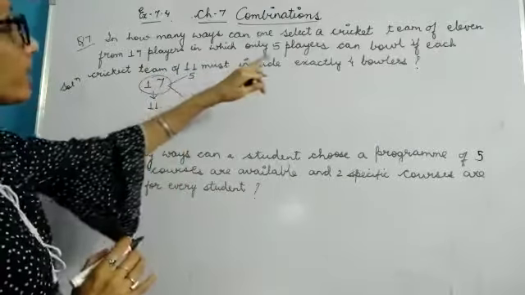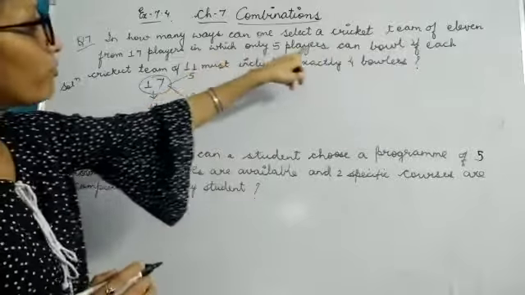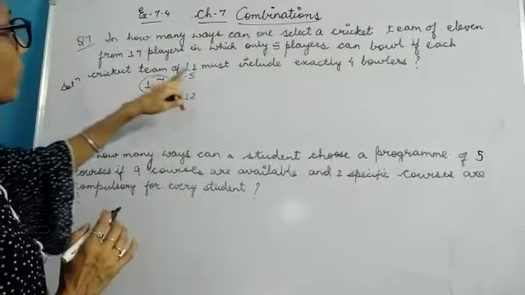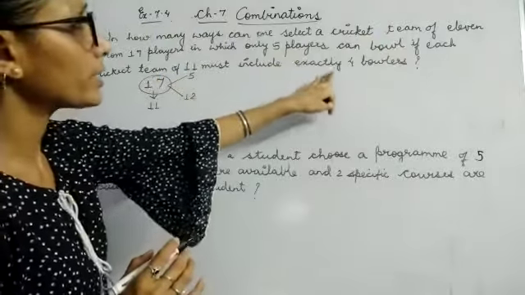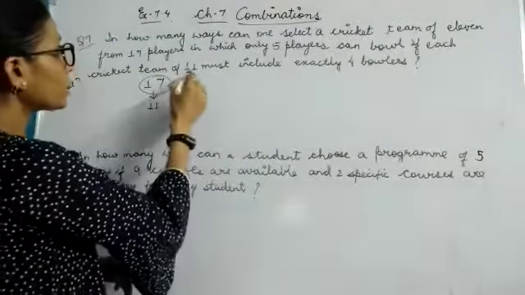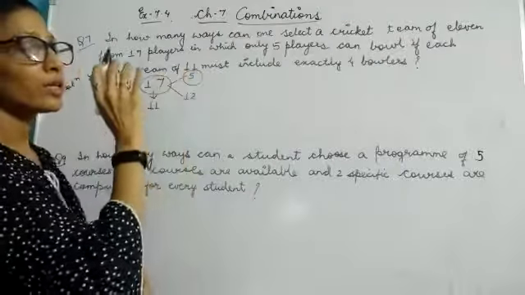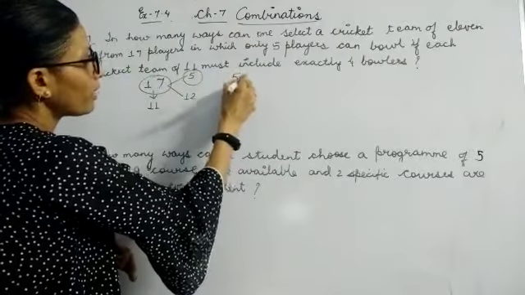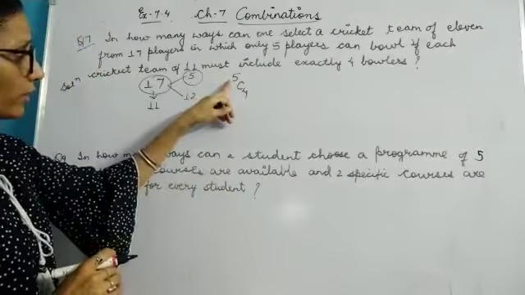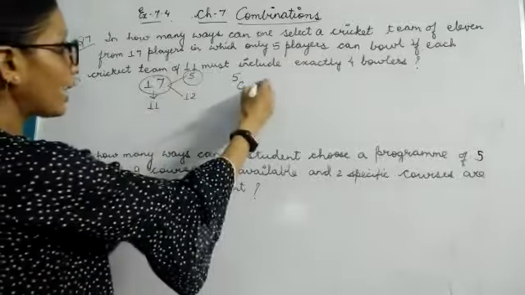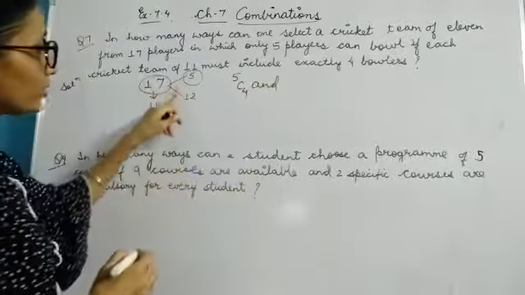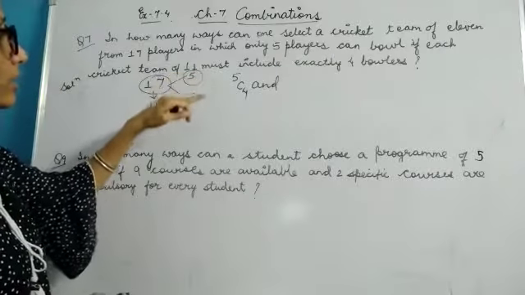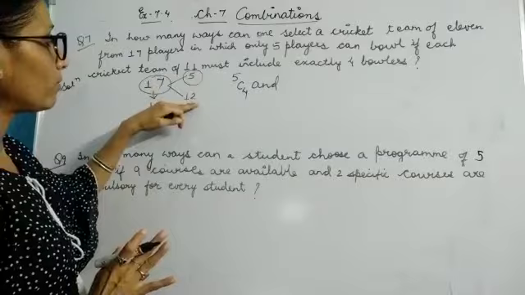Each cricket team of 11 must include exactly 4 bowlers. That means out of these 5, I have to select 4 bowlers. That means it should be 5C4. That means out of 5 bowlers I am selecting 4. And the remaining players are 12. Total players were 17, 5 were bowlers and the rest are 12 who are not bowlers.